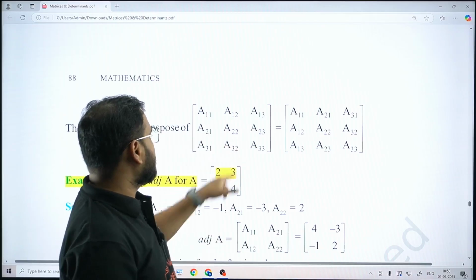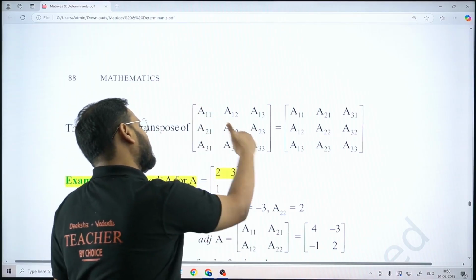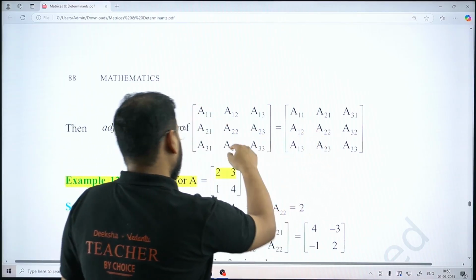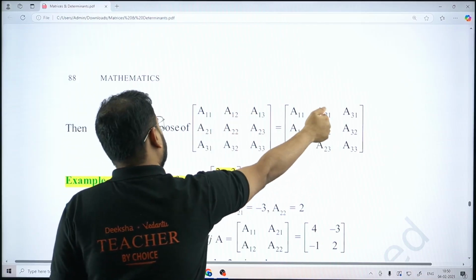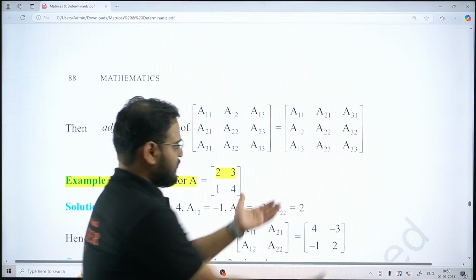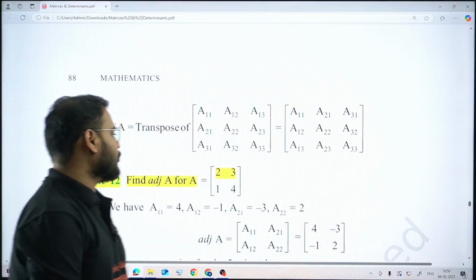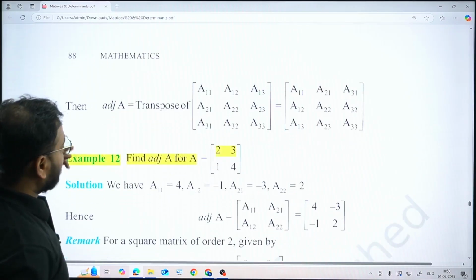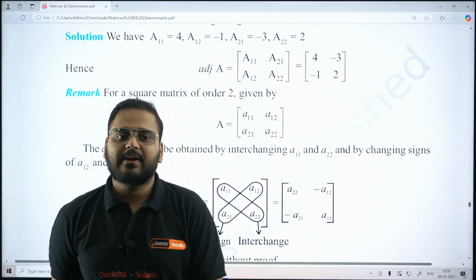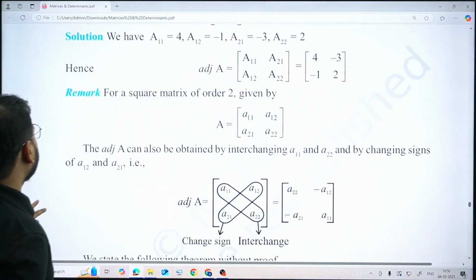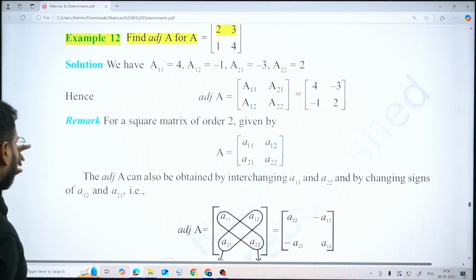What happens in a transpose, sir? The diagonal remains as it is. A12 was here, comes here. A21 goes there. So this is called your adjoint. And once you know the adjoint, you can find the inverse with the formula adjoint A by determinant of A, right? So please go ahead and solve example number 12.